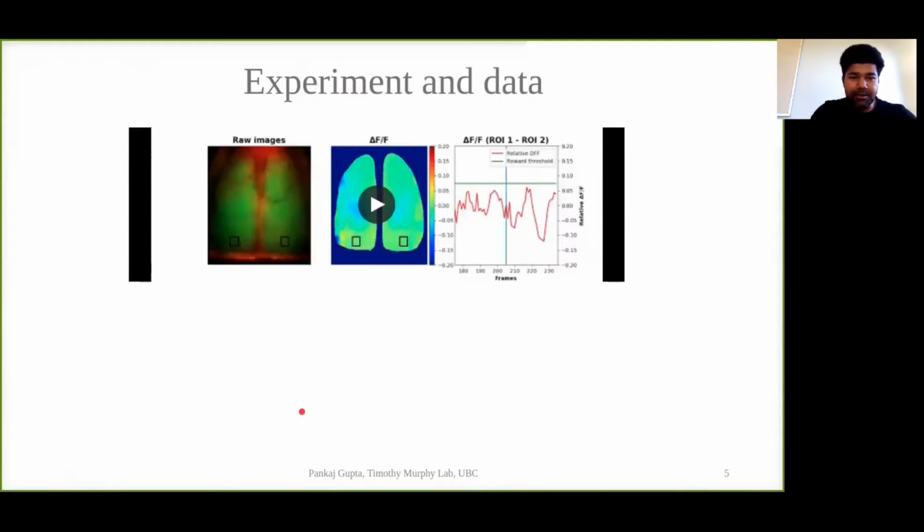Here, I will show the system in action in this video. Left pane is the raw brain image. Middle is the processed activation map. And on the right, you can see R1 minus R2 activation in the red trace. Horizontal green line is the set threshold, and vertical blue line is the current time. I'm going to play the video briefly and hope you can hear the audio with that.